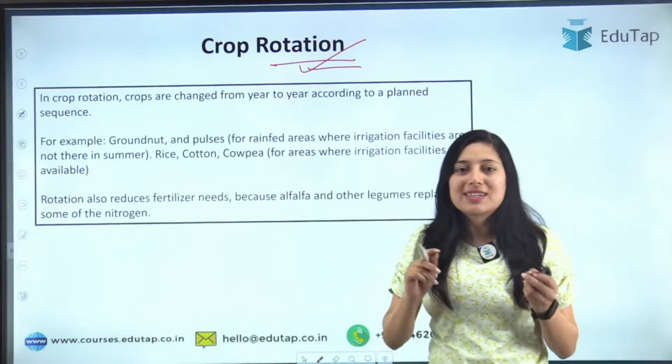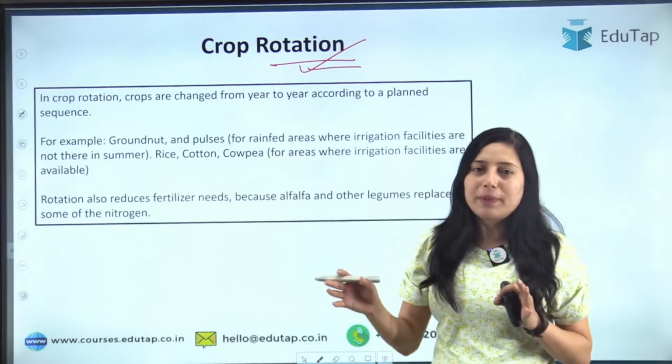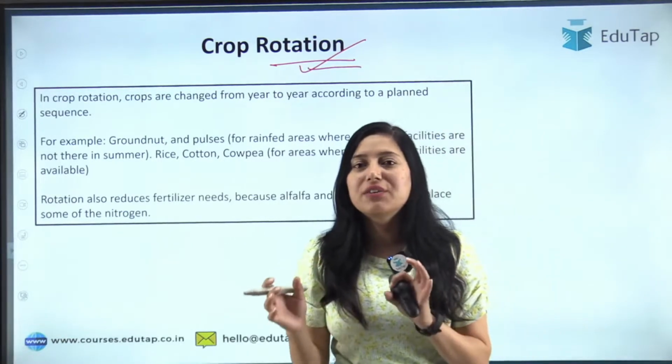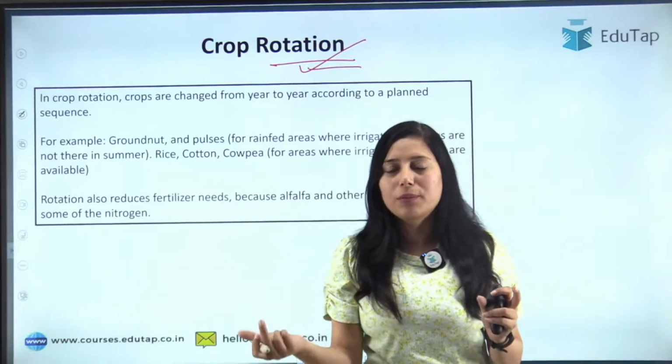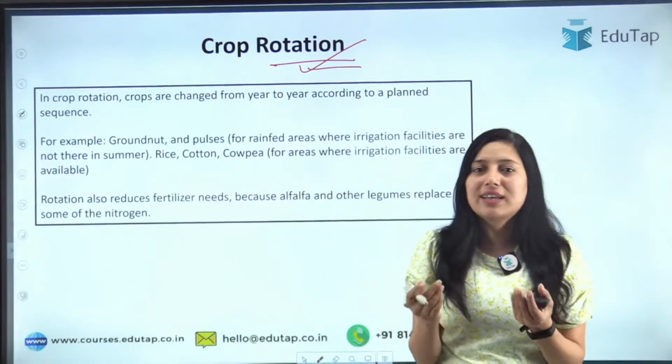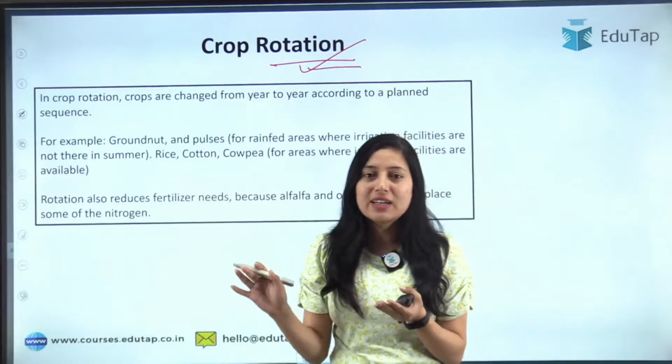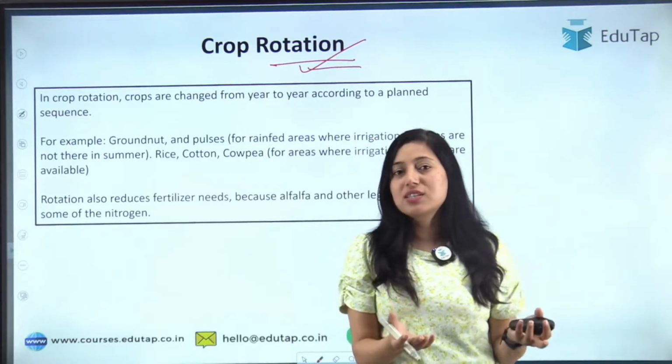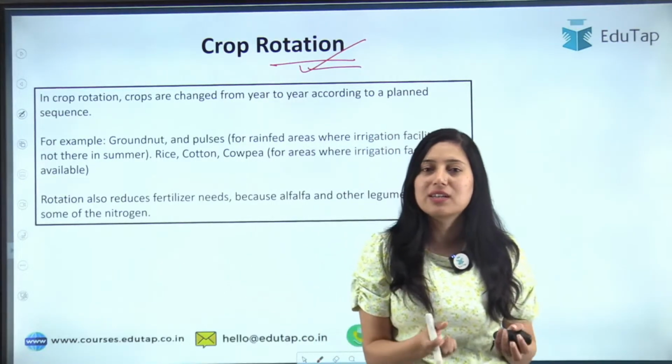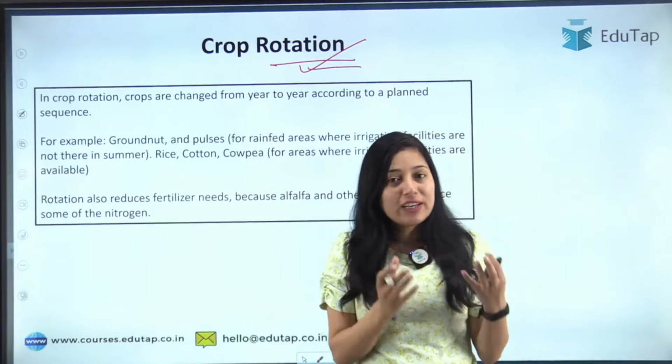Many a time students get confused between sequential cropping and crop rotation. Ma'am, what is the difference then between sequential cropping and crop rotation? So guys, this is the difference. In sequential cropping, we do not consider whether our soil moisture is conserved or not, whether our soil is conserved or not, but whether the soil is fertile or not.